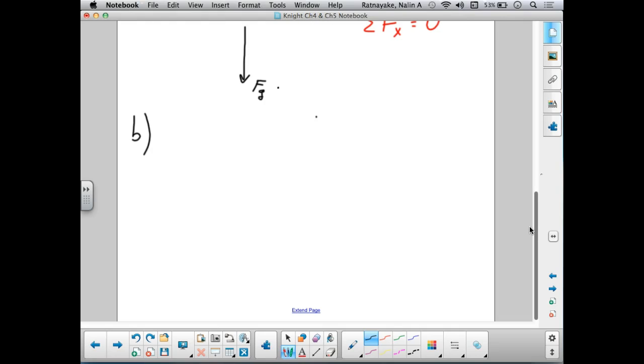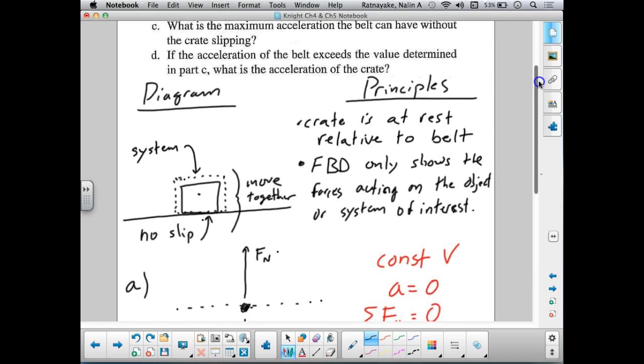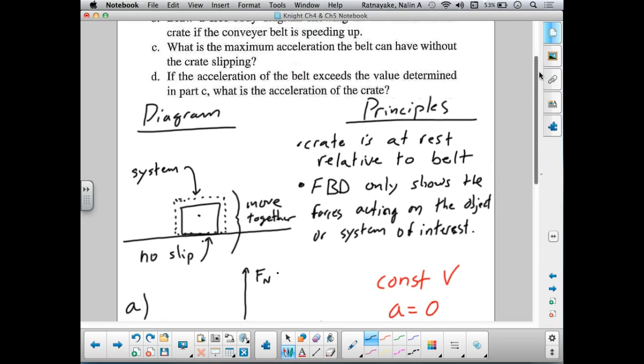Okay, B. Again, let's think about just our object of interest. Here is my object, there's my horizontal. The two I get for free: I know that it has mass, therefore it has weight. So let's put that one on there. And I know it's touching a surface, so there's my normal force from the surface. Now let's consider what's happening. It's true that we have no slip between the crate and the conveyor belt. They need to be accelerating forward.